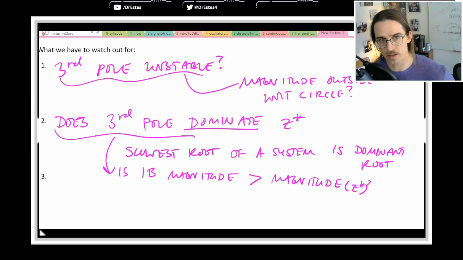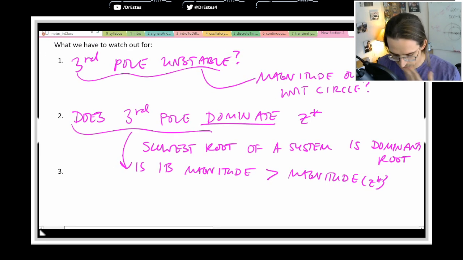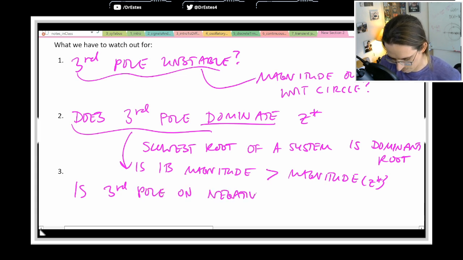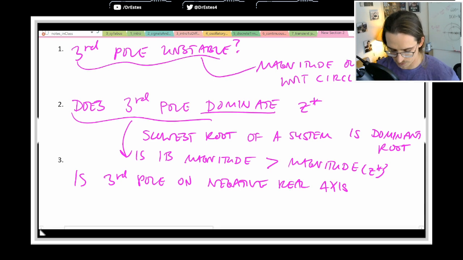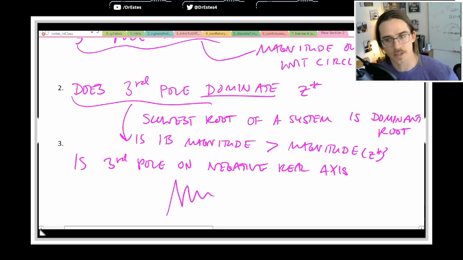Okay, one last thing, and then we're closing. Is the third pole on the negative real axis? And this isn't always bad. We know that having a pole on the negative real axis for a discrete time system creates a sawtooth-like response, something like this, which is usually undesirable.